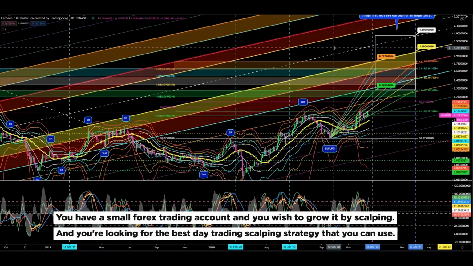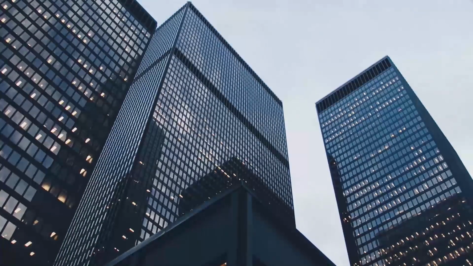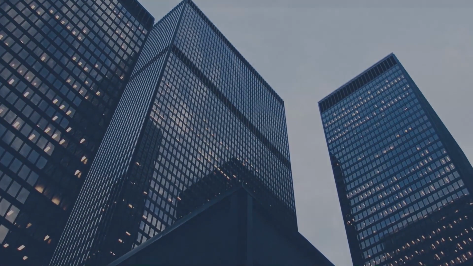So you have a small Forex trading account and you wish to grow it by scalping. And you're looking for the best day trading scalping strategy that you can use. I see a lot of traders overcomplicate their trading and add like 5 or even 10 technical indicators, thinking that more indicators equate to higher win rates. If that's you, then this video is just for you.